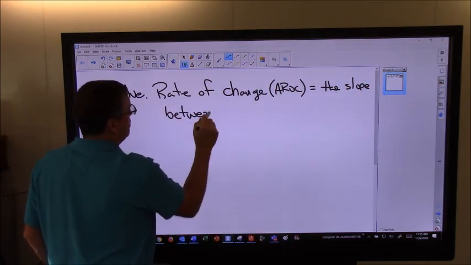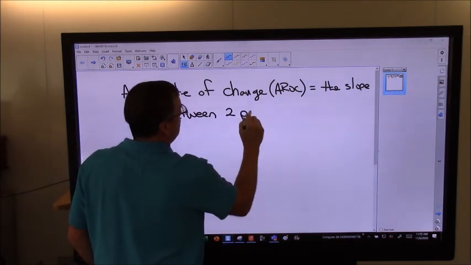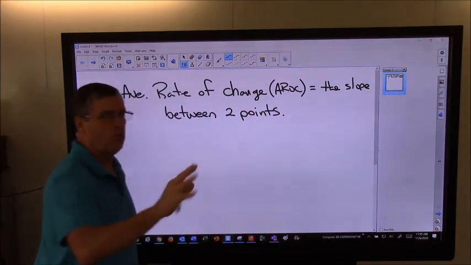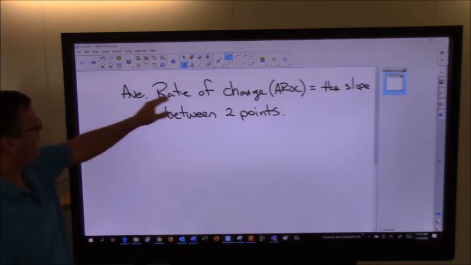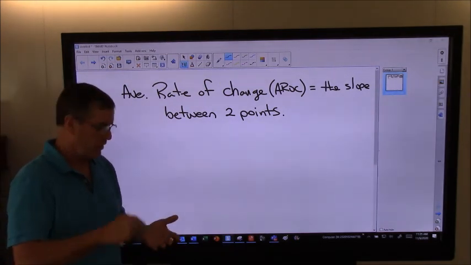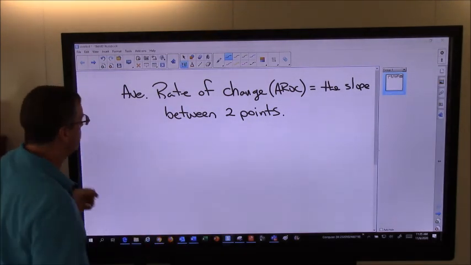between 2 points. Okay, and that won't change, right? Anytime we see average rate of change, that's what we're thinking. Just get an xy coordinate, get another xy coordinate, find the slope.